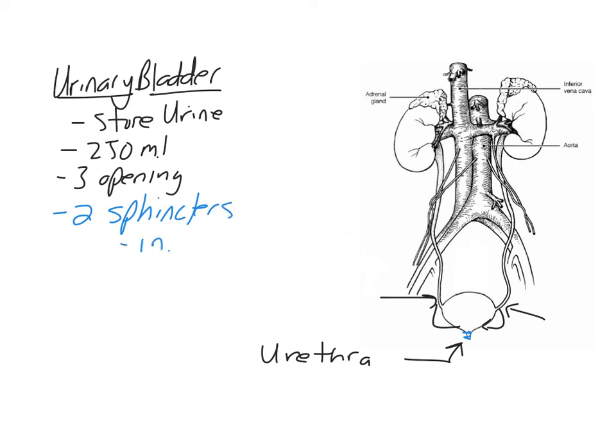And there's the internal and the external. Internal is closer to the top, and the external is below it. And the internal is involuntary. That means that it opens up and lets urine go, and you aren't in control of it. It's just automatic. When the bladder's full, it opens up. And that puts pressure on the external sphincter, which you are in control of. And with that external sphincter you can think, hey, I don't want to go to the bathroom, and you can hold that.